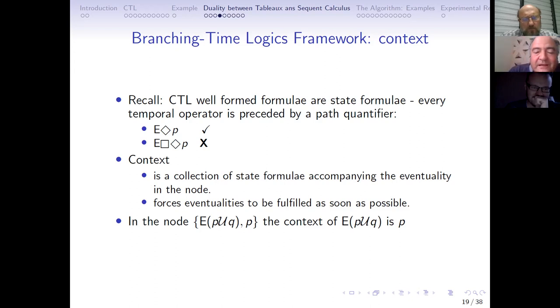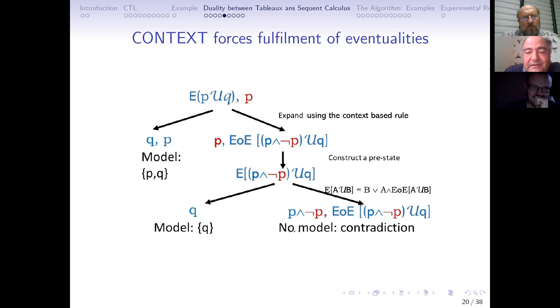So for example, if you've got here in the last line, the node of the tableau with the labels exists P until Q and P, and we consider the until eventuality here, then it would occur in the context of P. So the context of the eventuality is P. And what we need to do is develop a clever mechanism to deal with the context to preserve the satisfiability of the construction.